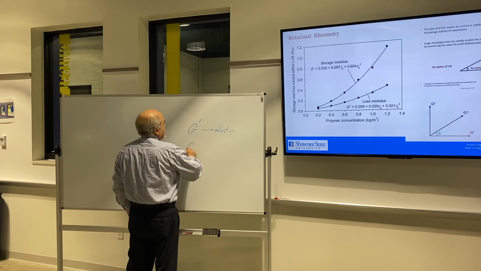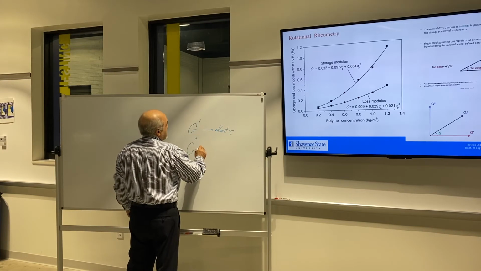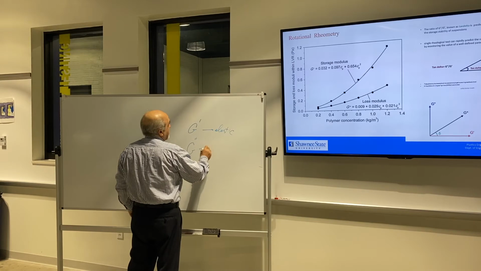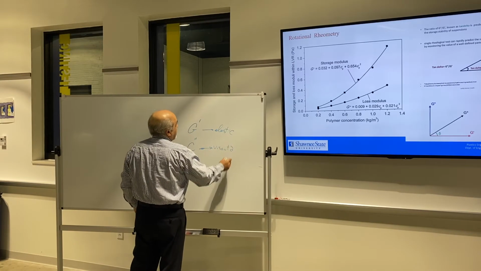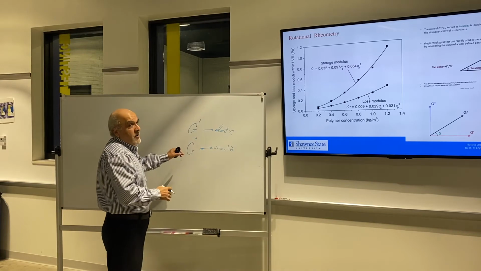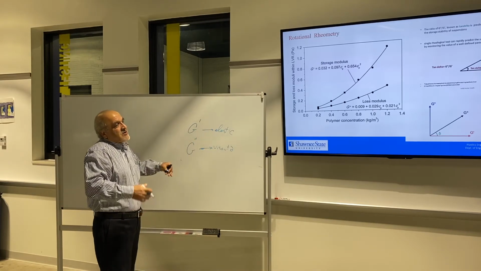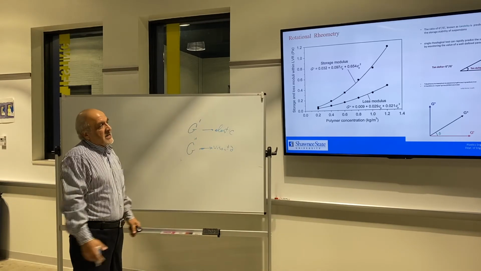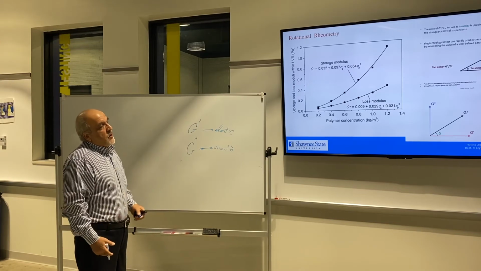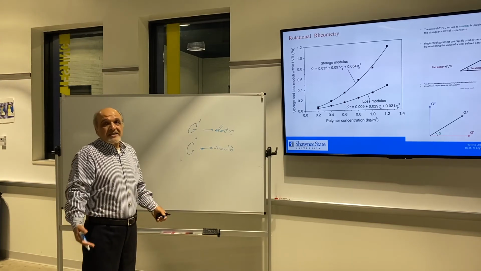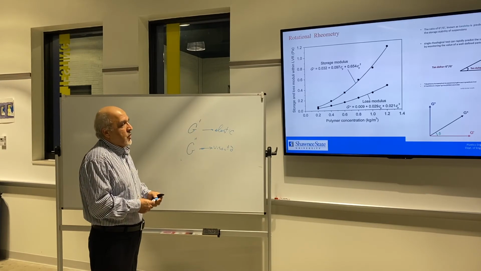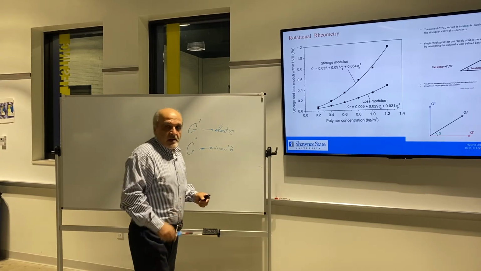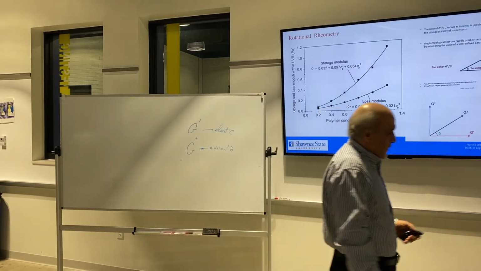And G double prime, the loss modulus, is related to viscosity. So this is the main difference between G prime and G double prime. As I said, some part of this subject is related to polymer properties too. So when we are dealing with viscoelastic material, we will explain G prime and G double prime more. Okay, this is the end of this lecture today.